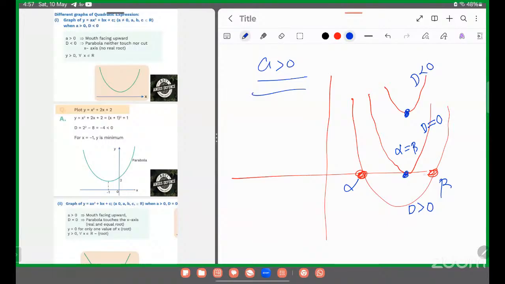So we know that the x-axis is known as the number line. Number line means where real numbers exist. So anything between minus infinity to plus infinity is known as real numbers. So if you want to find out the real roots of the quadratic equation, when you plot the graph, it should either intersect or touch the real number line.